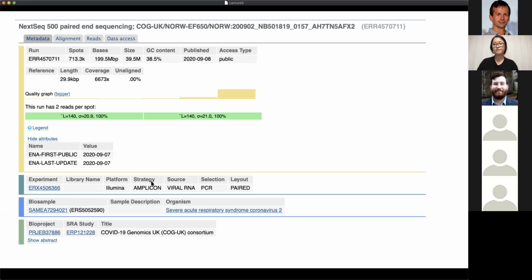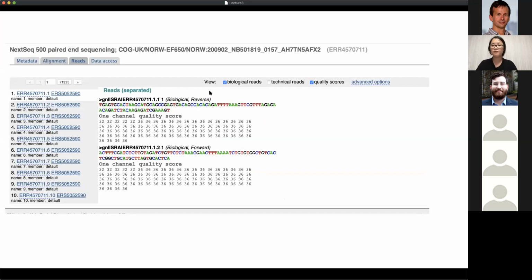So this was done using amplicon, which we'll discuss a little later, from viral RNA. And there are a couple of other key terms. So the reference length, you might recognize 29.9 kilobases as close to the length of the reference SARS-CoV-2 genome, and coverage is basically how many times each position was sequenced, so over 6,000. It's an important metric that I'll describe a little bit later.